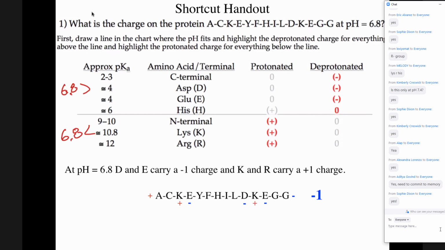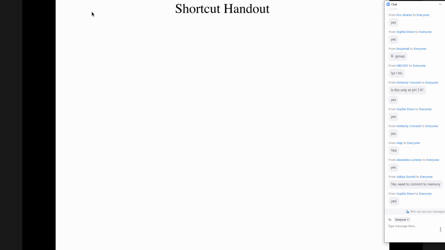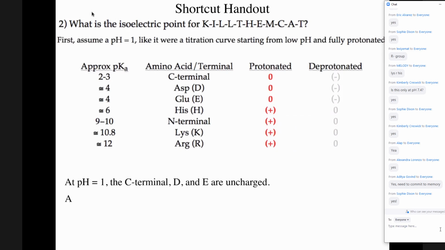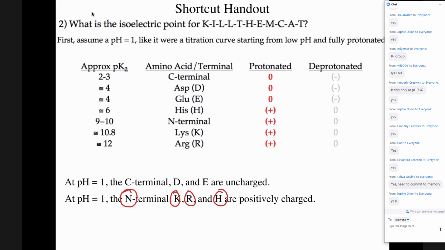Okay, screenshot if you want to. I'm going to get rid of this page. 3, 2, 1, and isoelectric point shortcut. Again, we're going to start at a very low pH. So I'm going to say assume a pH of 1. Let's always start at titration curves at low pH and climb. I'm just familiar with that. Then we figure out the charge. It ends up the only things that carry plus charges are the N terminal, K, R, and H, just like we said before. So I only care about N terminal, K, R, and H. So on the MCAT, we've got to figure out what I have.